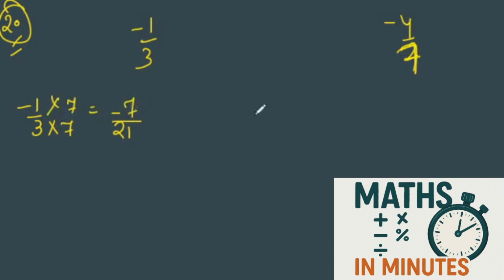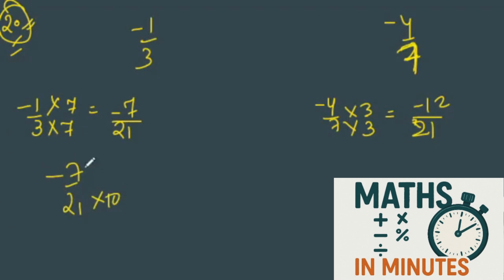7 ones are 7. Similarly, -4/7 का denominator you want to make 21. Multiply by 3 in numerator and denominator, you will get -12/21. Now see, easily you can see 5 rational numbers: -8/21, -9/21, -10, -11 and -12, right? But you have to find 20 rational numbers, so we will also multiply with 10 in numerator and denominator, both the sides. So it is -70/210. It is -120/210. So how many rational numbers you guys can see?